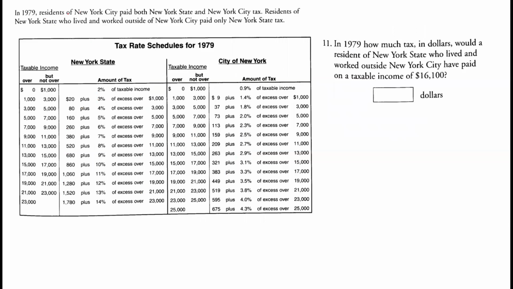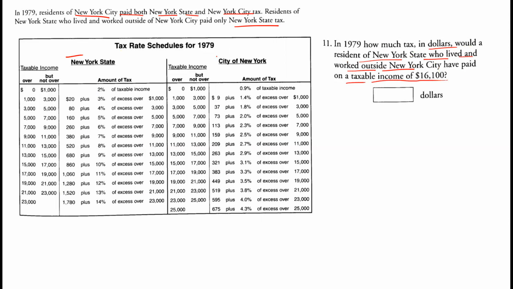Now, in 1979, the residents of New York City paid both New York State and New York City tax. So if you're living in New York City, you pay both the state tax and the city tax. A resident of New York State who lives and works outside New York City pays only the New York State tax. So in 1979, how much tax in dollars would a resident of New York State who lived and worked outside New York City have paid on a taxable income of 16,100?